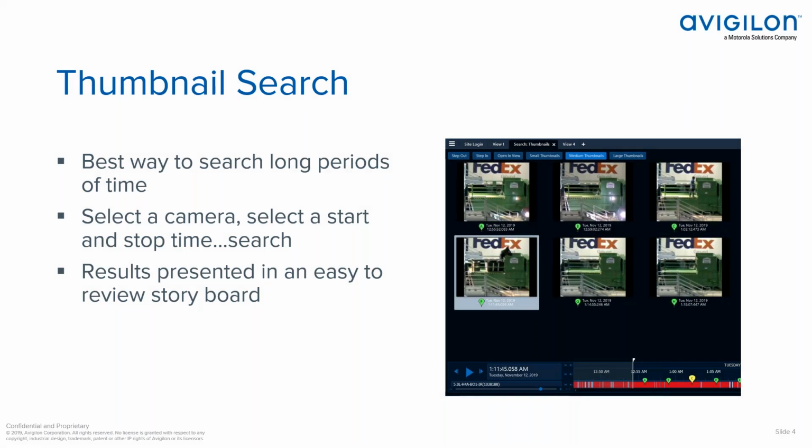Thumbnail search is one that I always talk about as the best way to search for long periods of time, to find something that's unusual, something that's different, and I don't know when it happened. You basically pick the camera where the event happens, select the start and stop time, hit search, and then you're presented the information in a storyboard. If you haven't shown that to people, it's a great tool. I was surprised that a lot of people hadn't seen this search, because we do usually show this very often. The Avigilon team pushes this a lot.